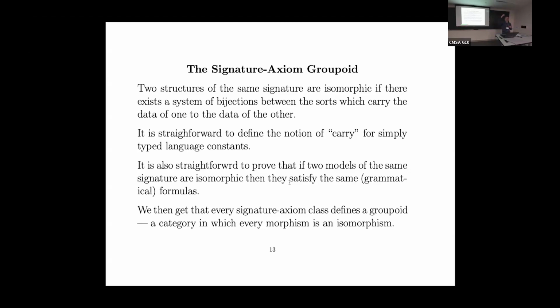For example, a topological space interprets the symbol open. A group interprets the symbols group operation, identity element, and inverse function. So when mathematicians talk about data, I think the right way to interpret that is that they're talking about the interpretations of the symbols of some signature. Two structures of the same signature are isomorphic if there exists a bijection between their sorts that carries their data. And the data is defined by simple types, and it's not difficult to define carrying values of simple types by induction on the type.